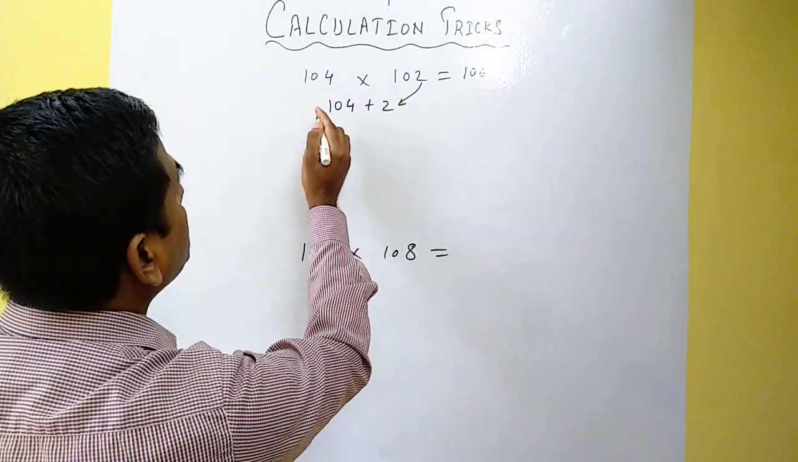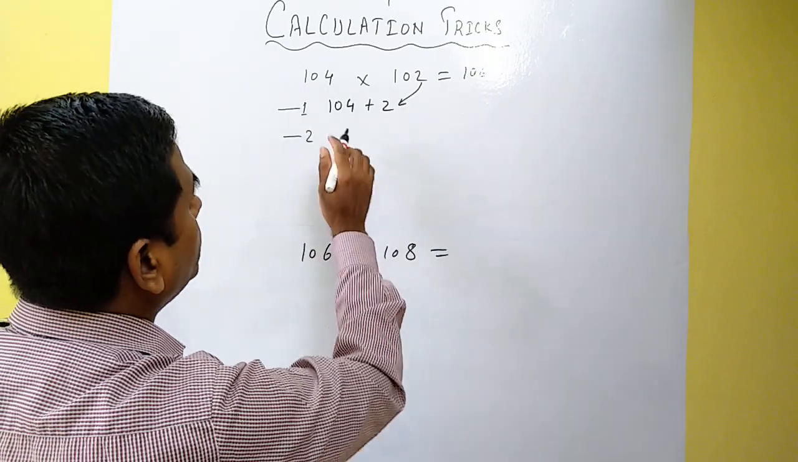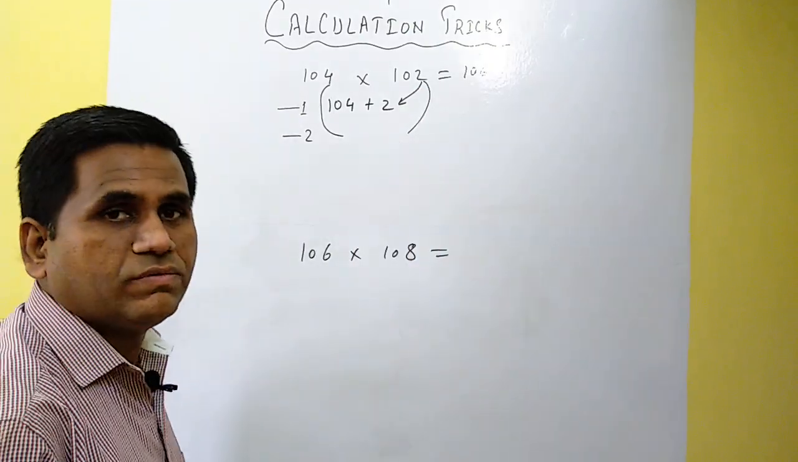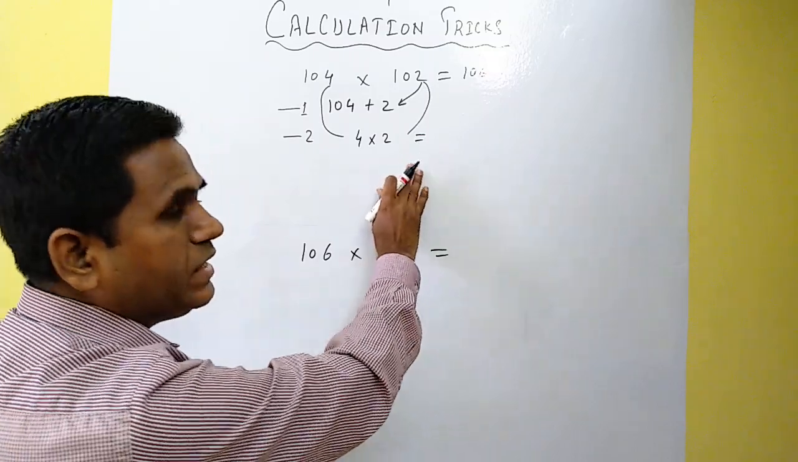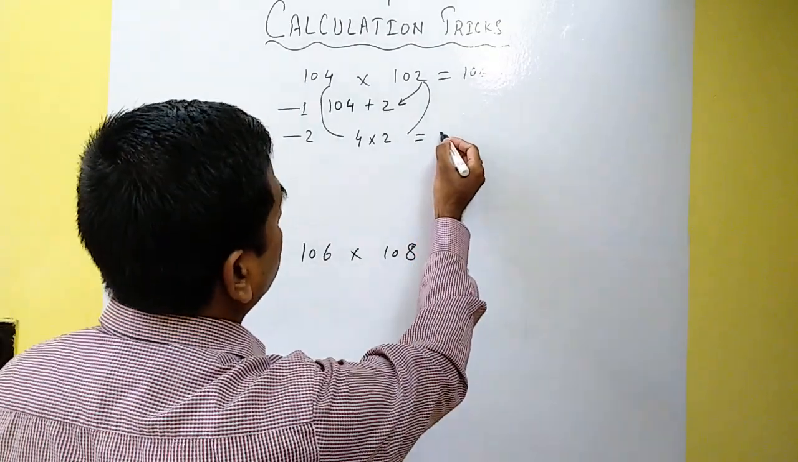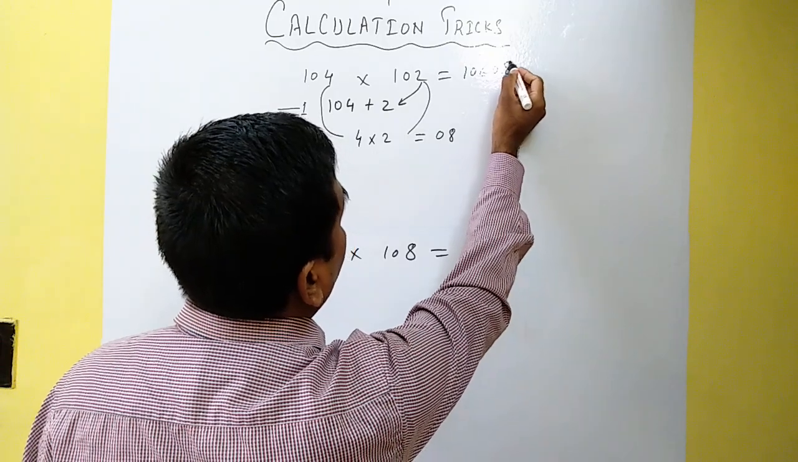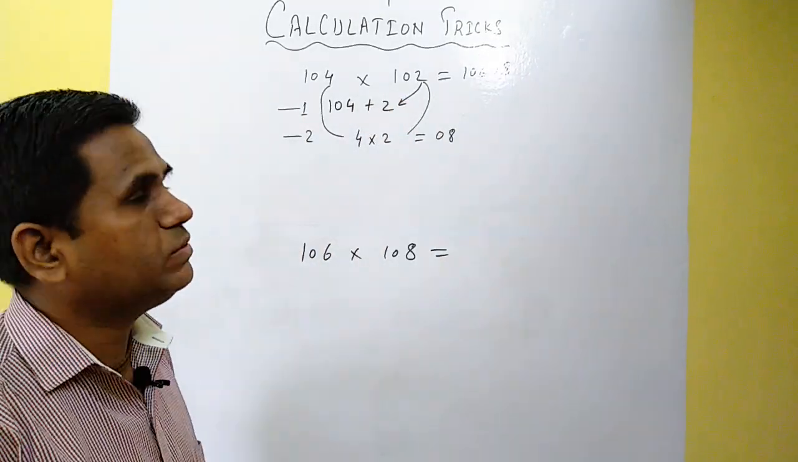Now there is one more step. This is step 1. Step 2, what we are going to do is take 4 and 2 and multiply them. 4 into 2. And we will write the result in a 2-digit format. So 2-digit format of 8 is 08, we will write here. Okay. So this is the result for 104 multiplied with 102.